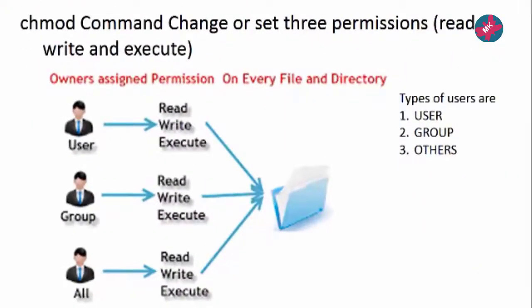This diagram shows that there are three types of users: user, group and others, right? The user is mostly the owner. Suppose I have created a particular file, then I am the owner of that file or directory. And we use the chmod command to provide read, write, execute permission on this particular folder or file.